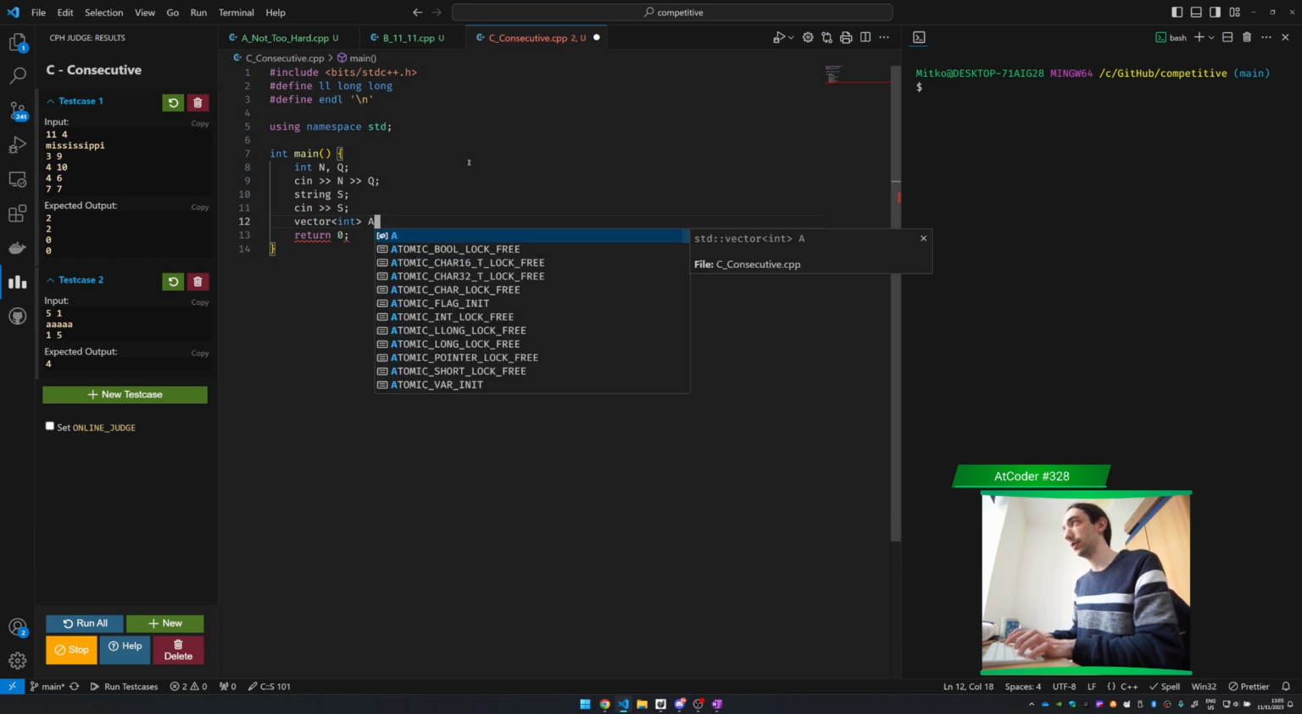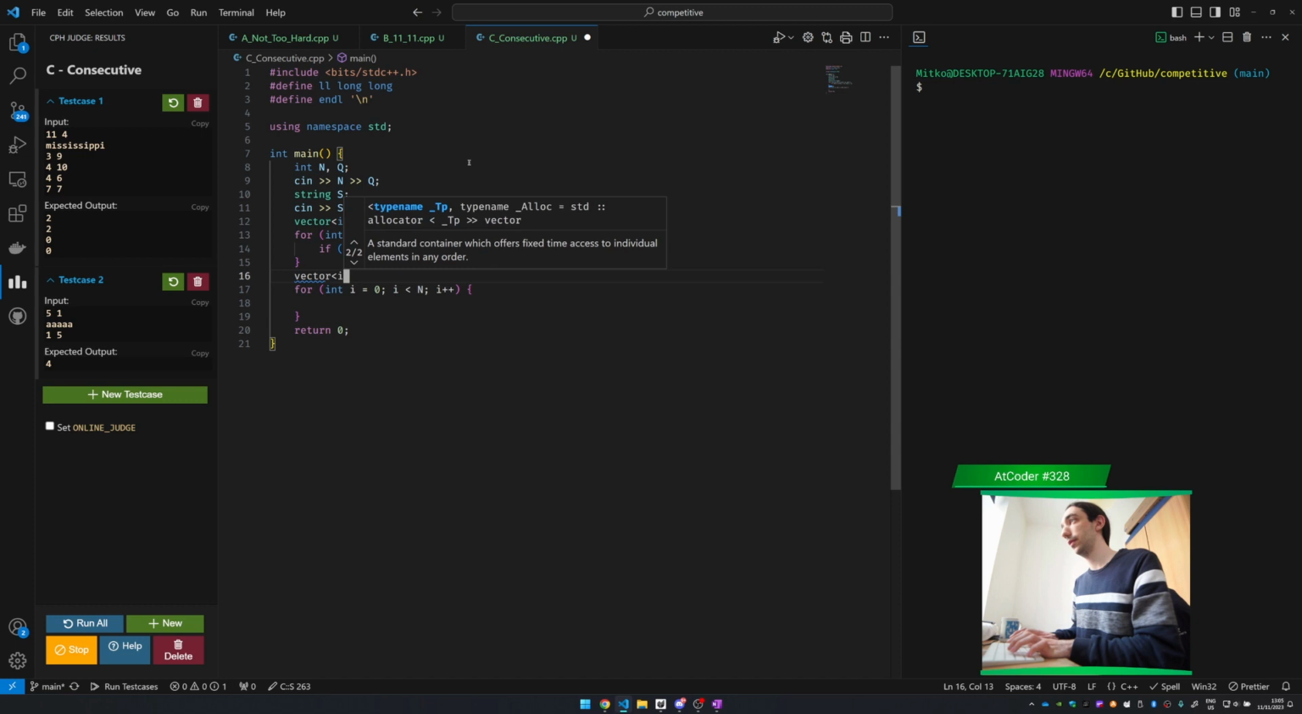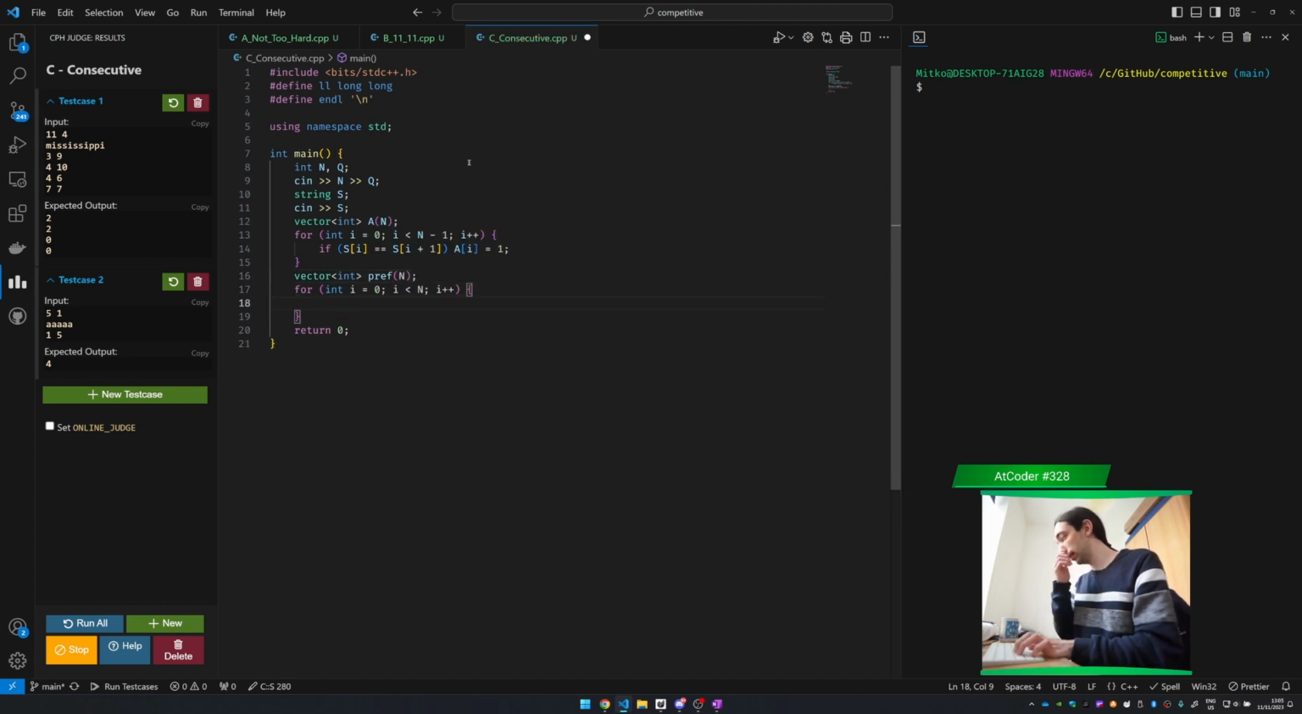So let's say that if S[i] is equal to S[i+1], then A[i] is 1, since it's happening at that place. Then we can use prefix sums to compute this. Prefix[i] is A[i] if i is 0, else prefix[i] is prefix[i-1] plus A[i].